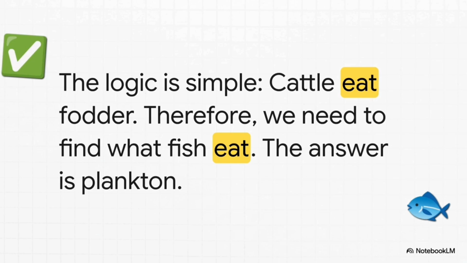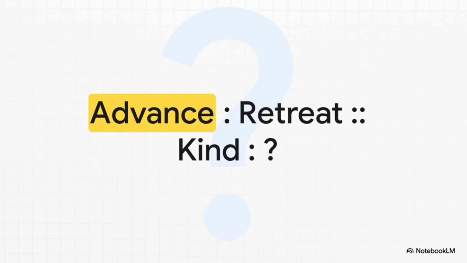Now here's why being precise is so important. It's not quite enough to say fodder is food for cattle. You have to be more specific. Fodder is a specific kind of dried food for cattle. So we need a specific kind of food for fish. Feed is way too general. Plankton, on the other hand, is specific. That's the level of logic that gets you to the right answer. Excellent. Let's try another one.